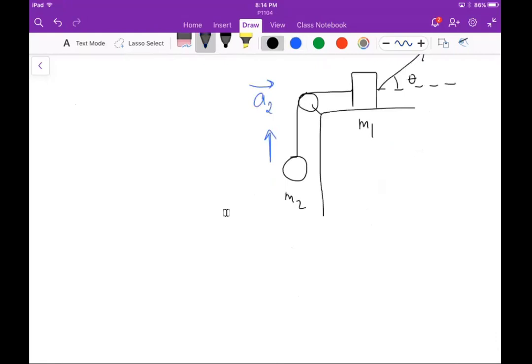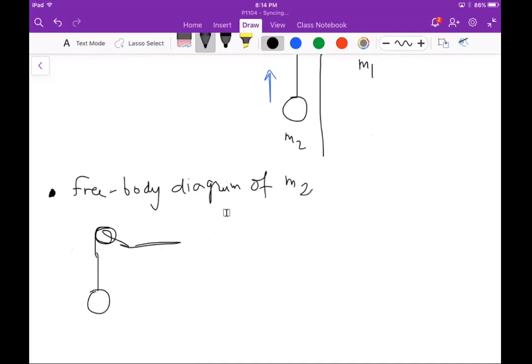So first of all, let's consider the free body diagram of the mass M2. Let's start with M2. It's easier. So we have, this is M2. It's connected to the cable. And then you have here the pulley. And this is the plane, right?